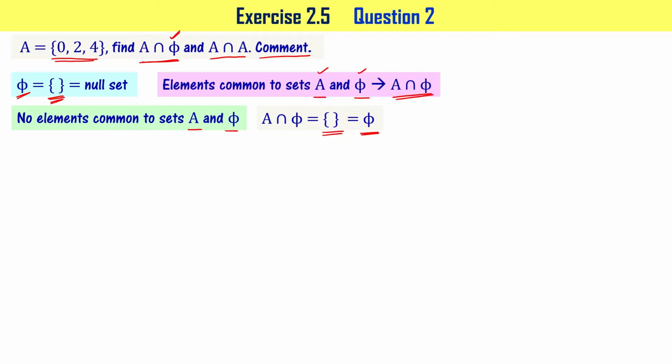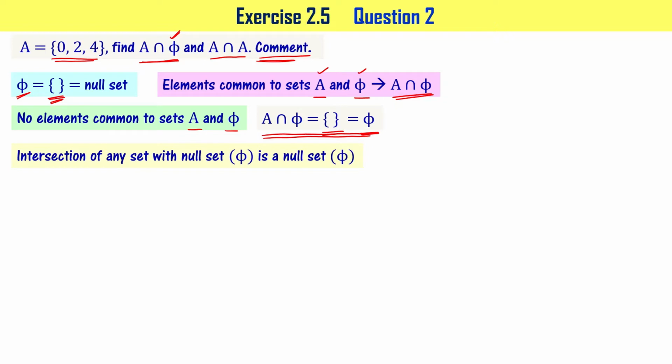So if you have to comment on the relation you got just now, A intersection Phi equal to Phi, what you can say is intersection of any set with null set is a null set. A intersection Phi is Phi, B intersection Phi is Phi, C intersection Phi is Phi, irrespective of what those sets B and C are. You can simply say that intersection of any set with null set is a null set, right? Now let's go to A intersection A.